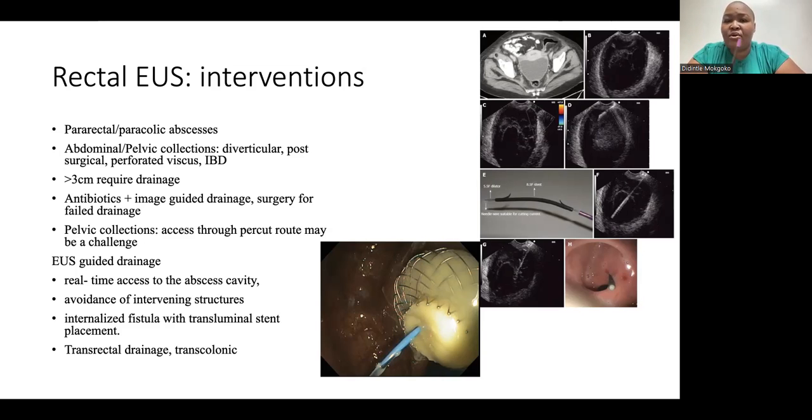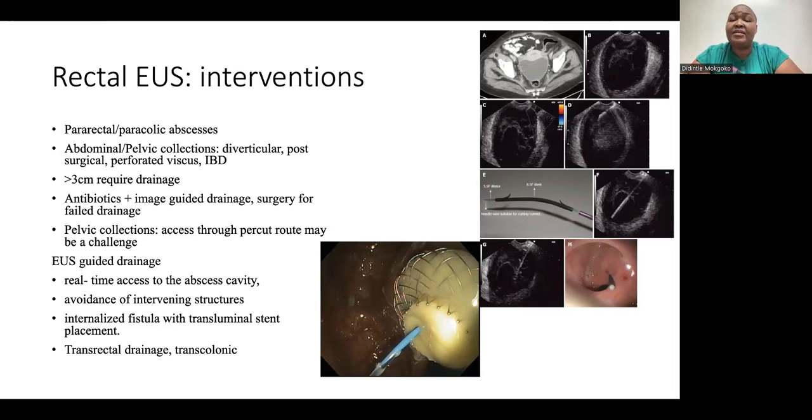Of course, in the setting of IBD, they can be quite common as well. And the literature suggests, so the guidelines are, if it's more than 3 centimeters, regardless of symptoms, it really does require drainage because it's likely to fail medical therapy like antibiotics alone. So for the most part, if there's a paracolic or pararectal abscess, it requires a combination of antibiotics and some sort of image-guided drainage. And up until now, that image-guided drainage was only percutaneous pigtails availability.